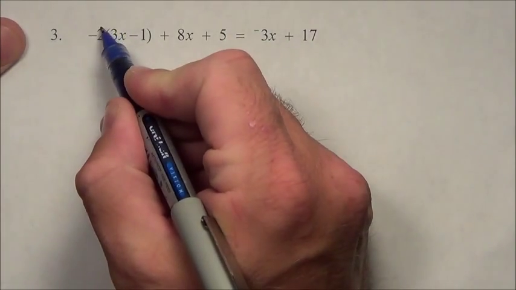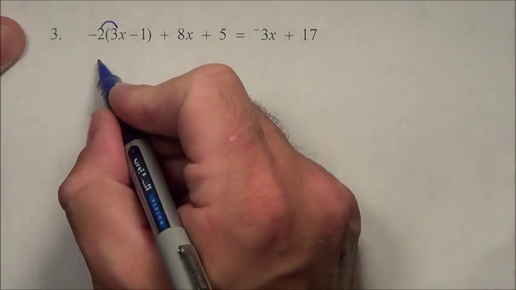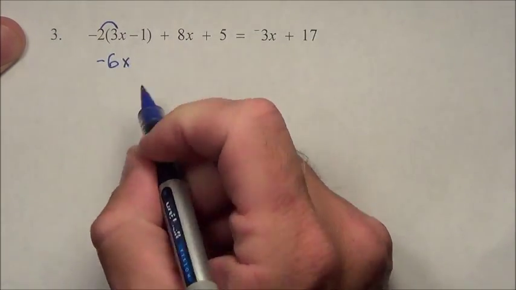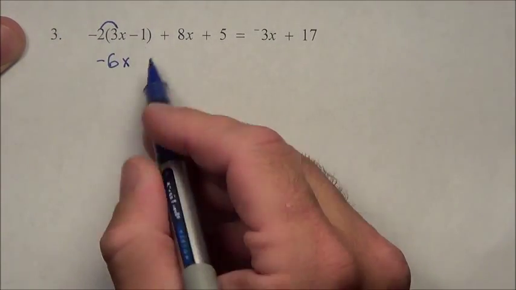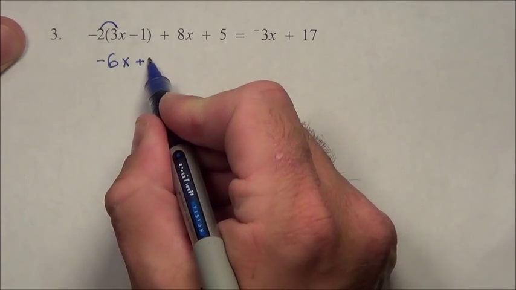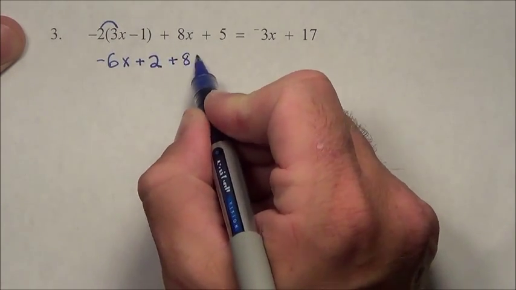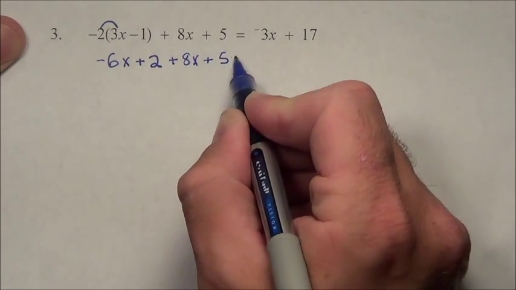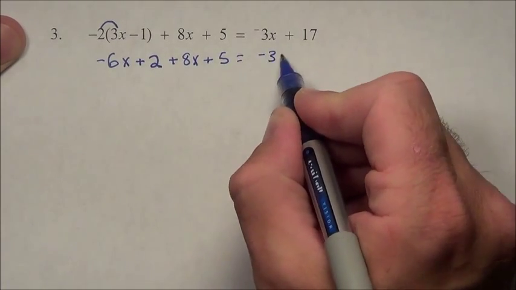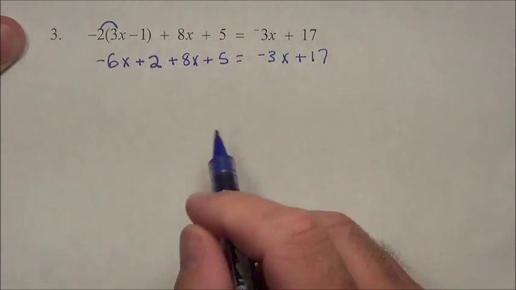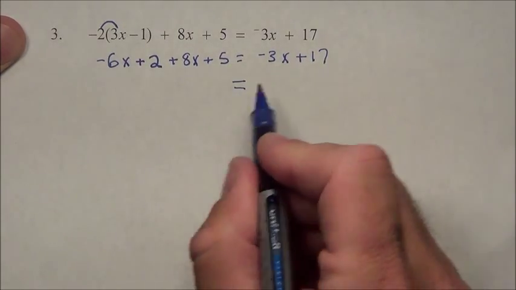So the first thing I'm going to do is negative 2 times 3x. That's negative 6x. A negative 2 times a negative 1, well, negative times negative is positive, so that's a plus 2. Then we have plus 8x plus 5 equals, nothing happens here, negative 3x plus 17. So here's my equal, still have that.